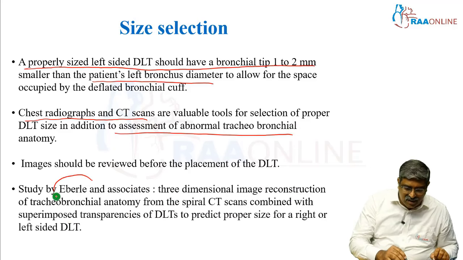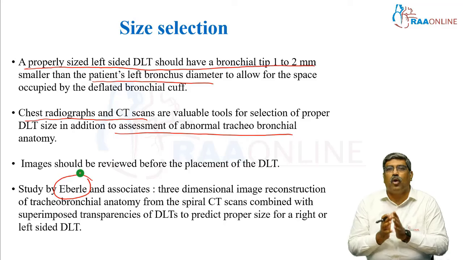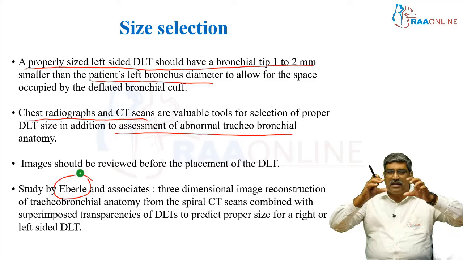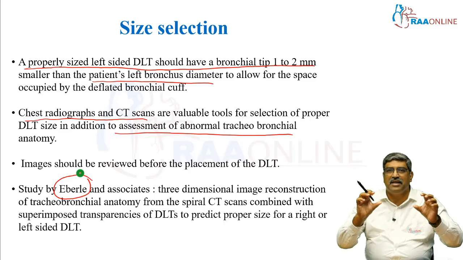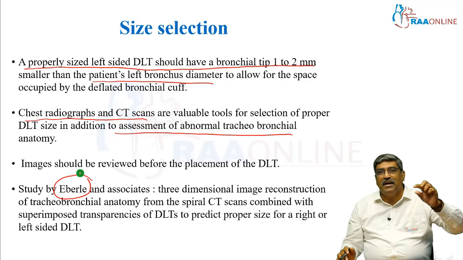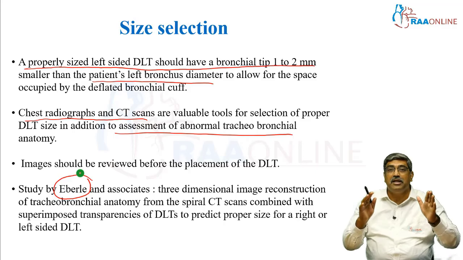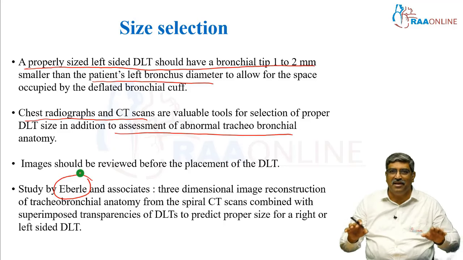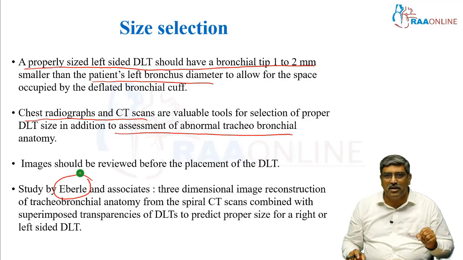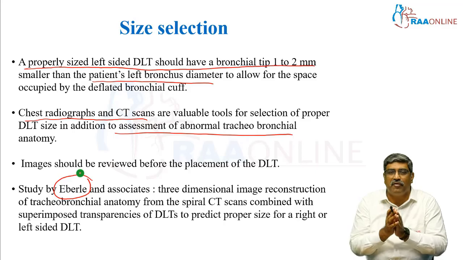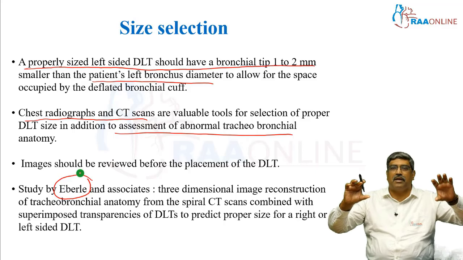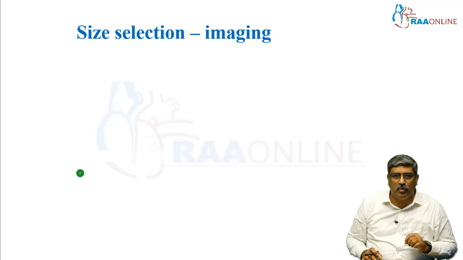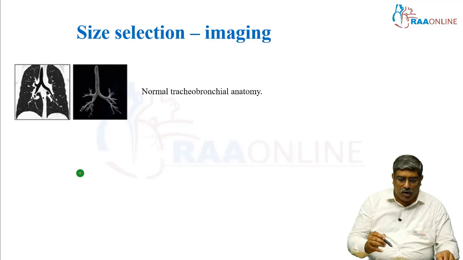In a study done by Hebel and associates, he assessed the size of the airway, trachea and bronchi with CT images, and compared the double lumen tube. For each patient they came up with a particular size of double lumen tube to be placed inside the operating room. So, this was very successful. Analyzing the image of the anatomy of the trachea and bronchi is very important for proper sizing of the double lumen tube.